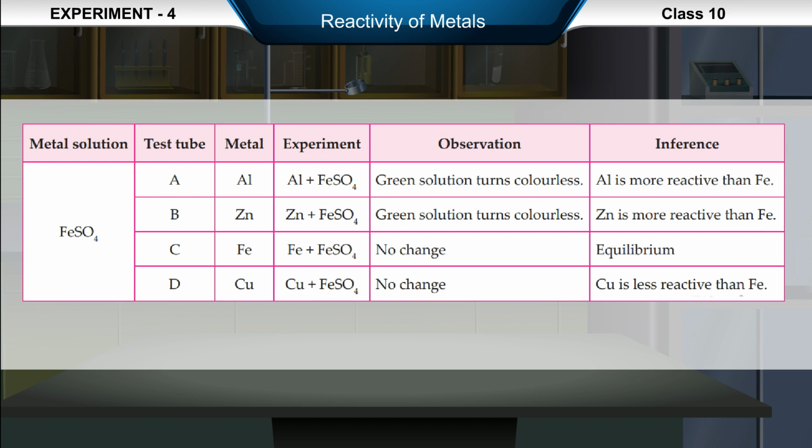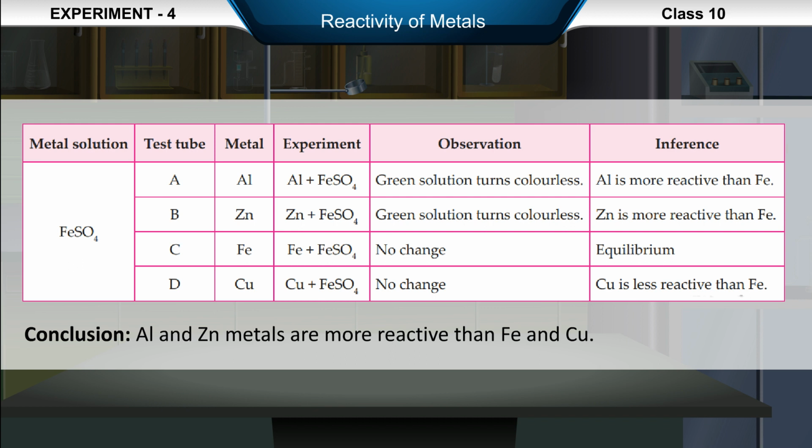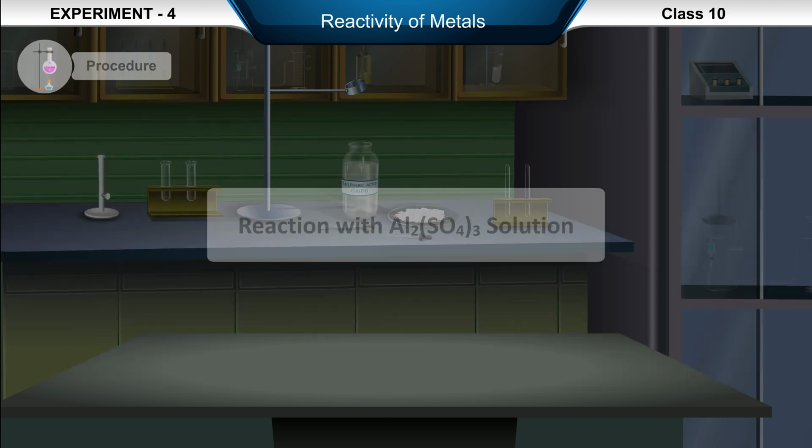Test tube D. Metal: copper. Experiment: Cu plus FeSO4. Observation: no change. Inference: copper is less reactive than iron. Conclusion: aluminium and zinc metals are more reactive than iron and copper.